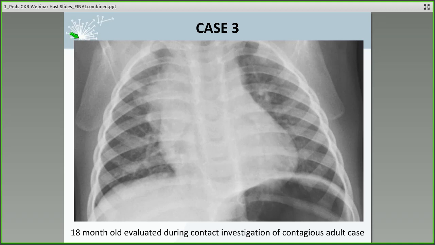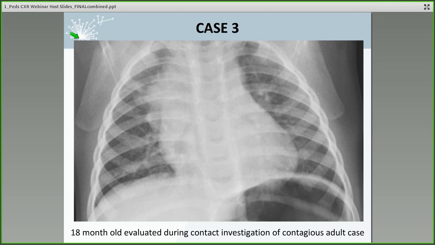Okay, the next patient is case number 3. This is an 18-month-old who's evaluated during a contact investigation of a contagious adult case. So my friends who submitted questions said, tell me more about that infectious case. Was it a household member? Turns out the source case is her dad, who she lives with, and he is 4+ smear positive. And if some of my friends from Washington County are here, they will remember that he was smear positive for a long time, and he had been coughing for 2 months.